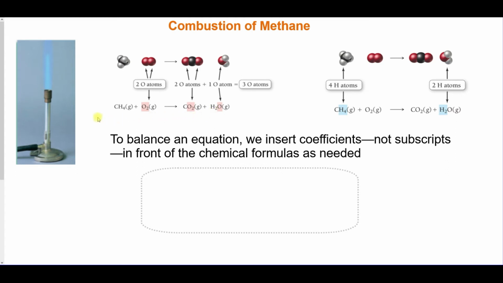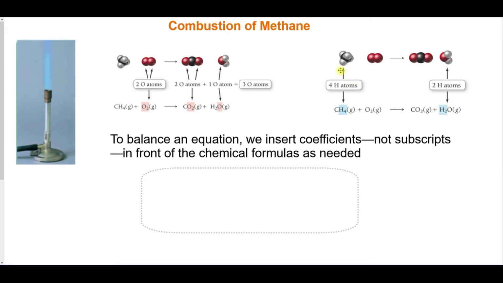If we count up our atoms, we have some issues. We have one carbon on each side, but we have 2 oxygen in the reactants, and in the products we have 3. That tells us that our equation is not balanced.